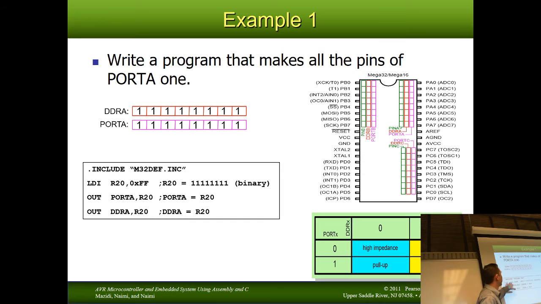First, I load up FF into a register. Why didn't I use R0 here? Did I just pick R20 out of the air? You can only use 16 to 31 for LDI. Any immediate mode instruction, only 16 to 31. That's my coffee not being drunk correctly.